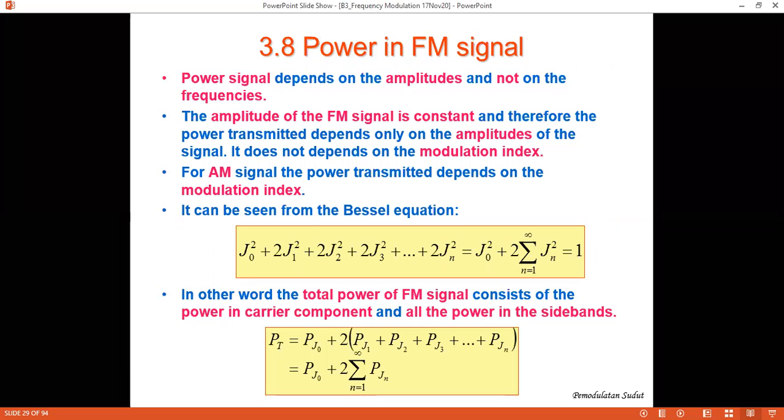Okay. So I'll stop here. And then we continue for part 3, discussing power and some exercise question examples on FM.